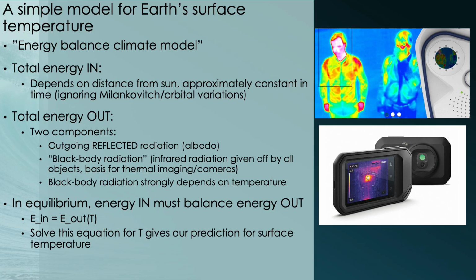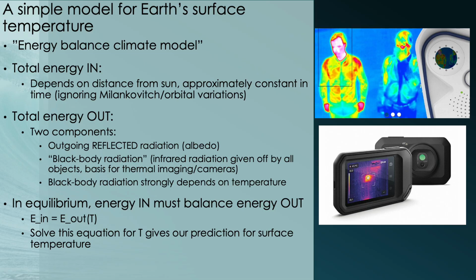And so the idea of an energy balance climate model is that we say that in equilibrium, the Earth must be receiving as much radiation from the sun as it is losing. It must receive as much energy as it is losing. If it was constantly receiving excess energy, we would warm up and warm up and warm up. And so the two must be in balance.